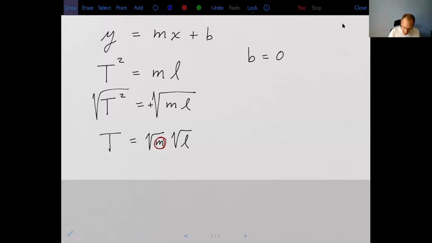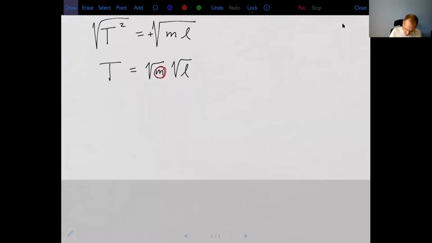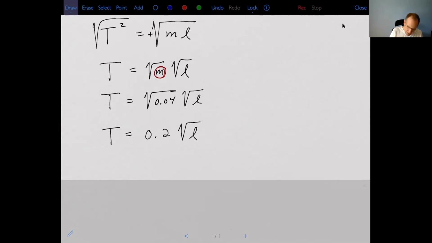Okay, so where I have m now, I can plug in 0.04. So you can simplify that, right? Square root of 0.04, just do that in your calculator. It turns out it's 0.2. And then times the square root of L. So, and this is exactly what I wanted, right? This gives me the period T as a function of the length L. So that was the equation I was looking for.